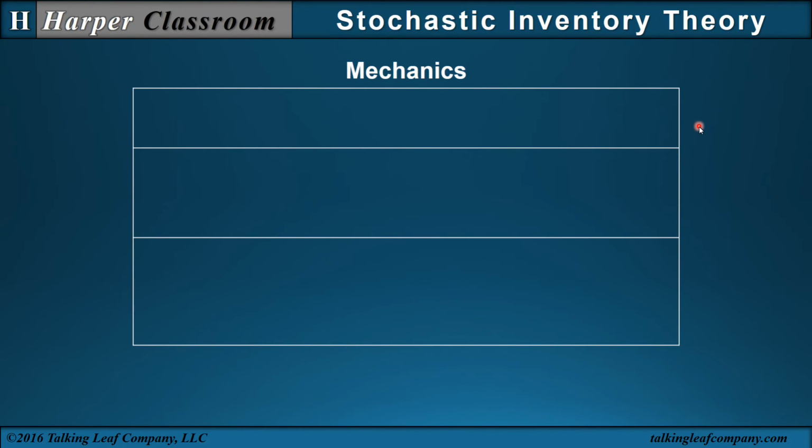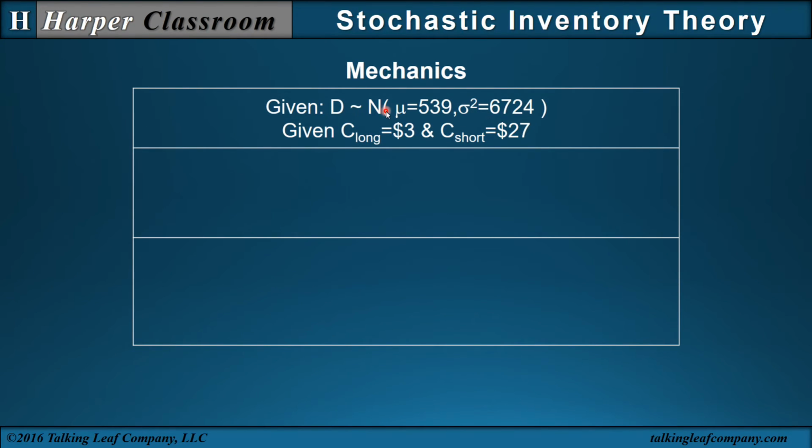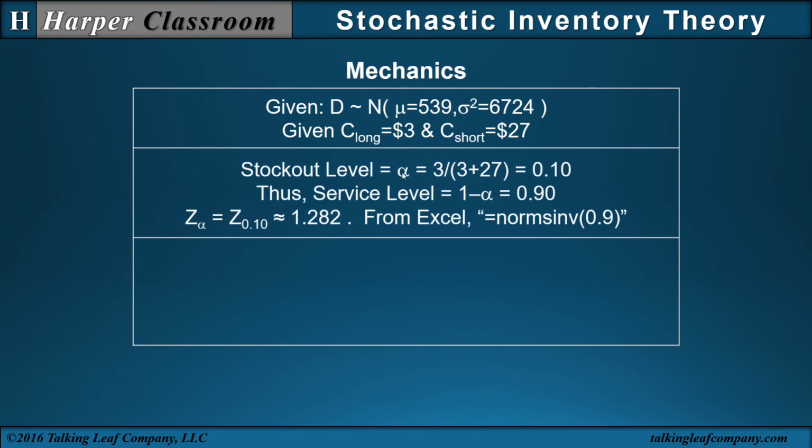So let's do some mechanics and solve a problem. The demand is normally distributed with a mean of 539, a variance of 67.24. The long cost is $3, the short cost is $27. And usually the short cost is greater than the long cost. The stockout level then would be 3 over 3 plus 27, which is 0.1, and the service level then would be 90%. The z value, which is approximately 1.282, we can get that from Excel using the normal standard inverse function of 0.9, which is the service level, and I'll do that in a minute in Excel.